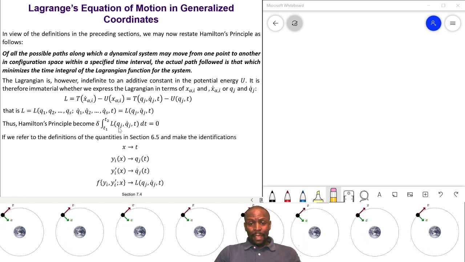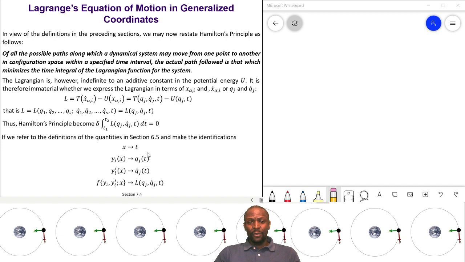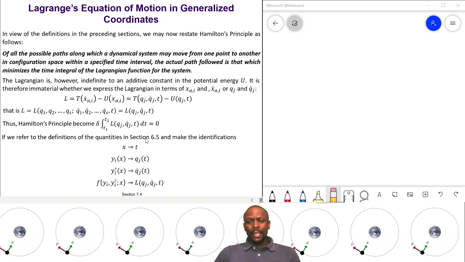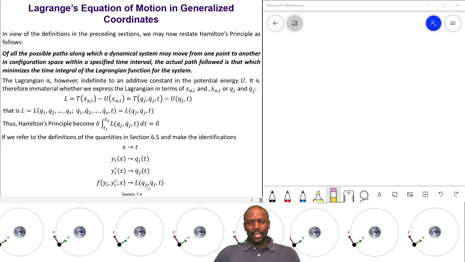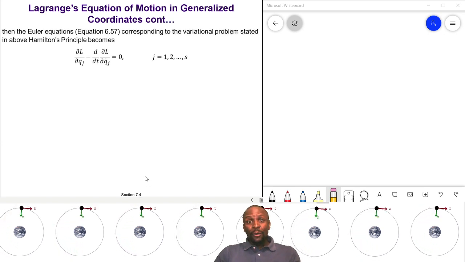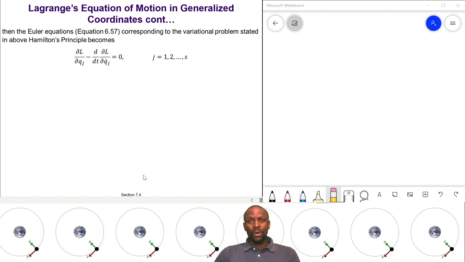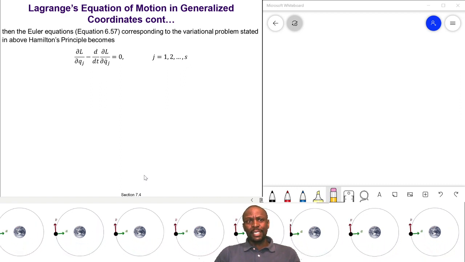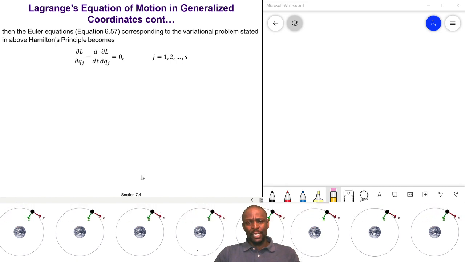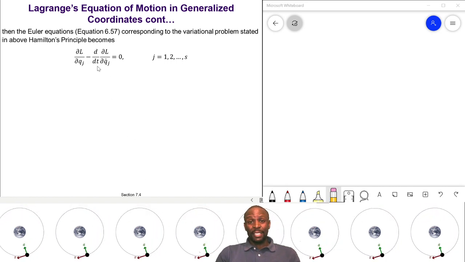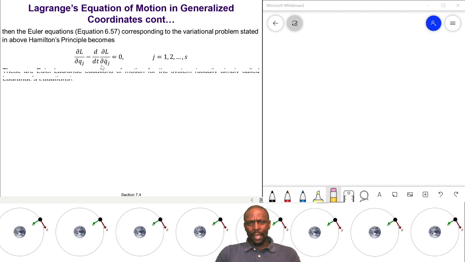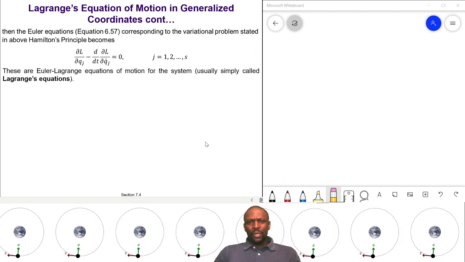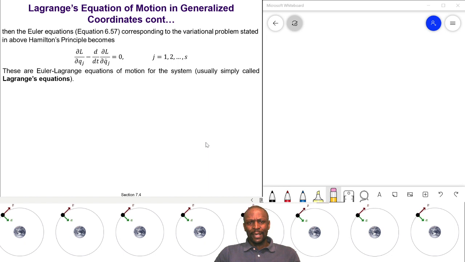Now, from that Hamiltonian principle, if we make the following identification, that we change x into t, we transform that y to that, and then this to this, and then that function to that, therefore the Euler's equation of the variation problem stated in the above Hamiltonian principle will become this in terms of the generalized coordinates. So this is what you are going to have. Right. Now, the Euler-Lagrange equation of motion of the system is usually simply called the Lagrange equations.